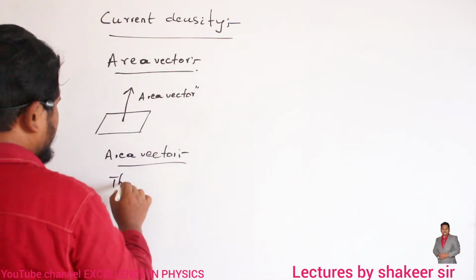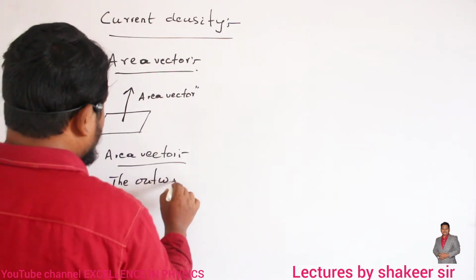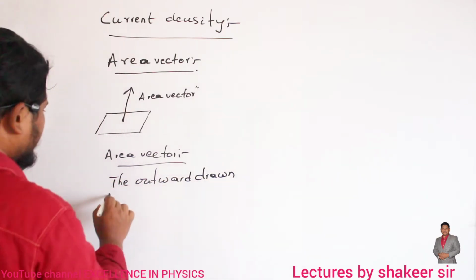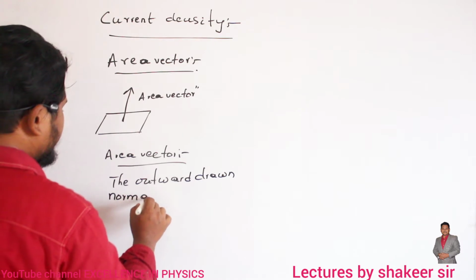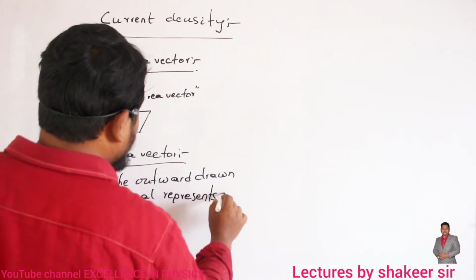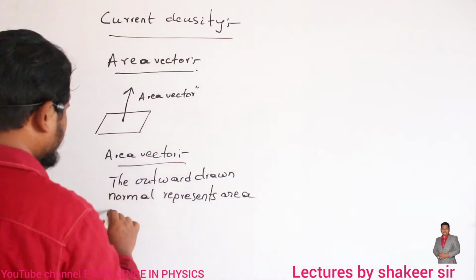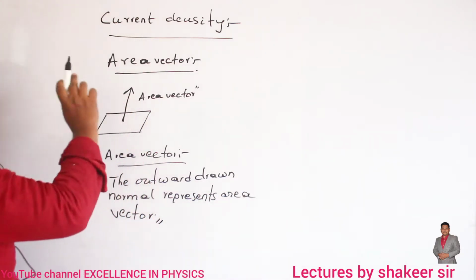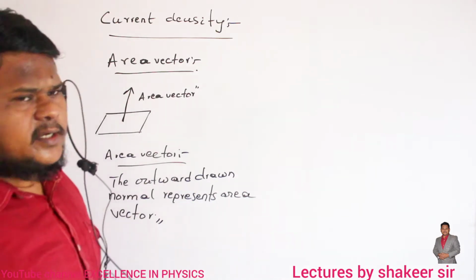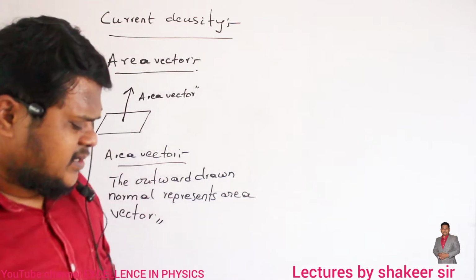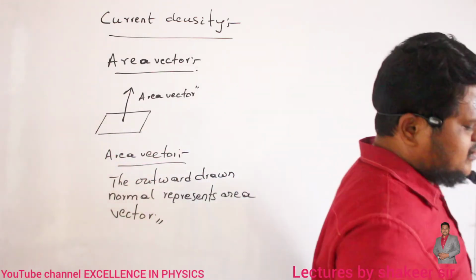So the outward drawn normal represents the area vector. And if the magnitude or length of this area vector is greater, it means that the magnitude of area is also greater. That is how we define the area vector for any surface.